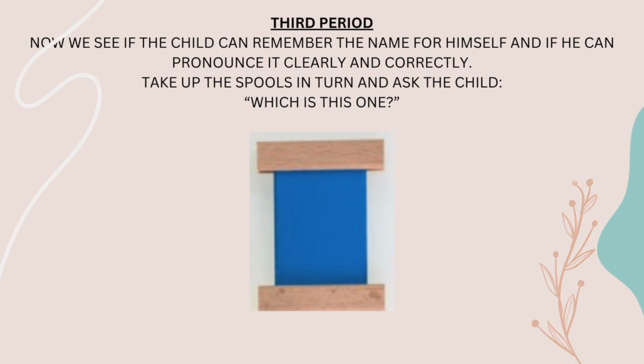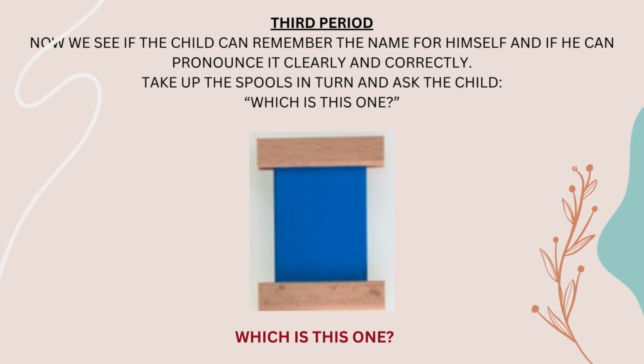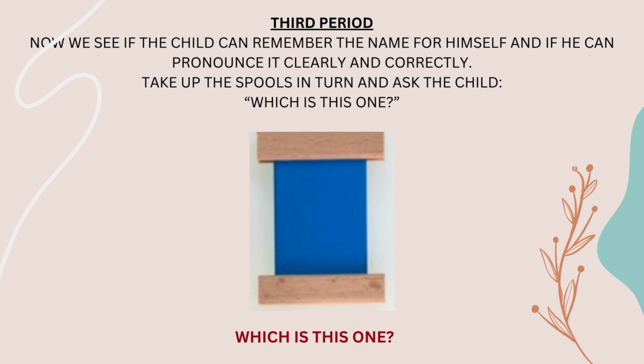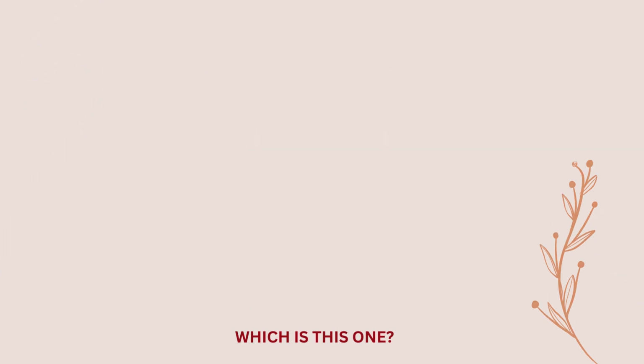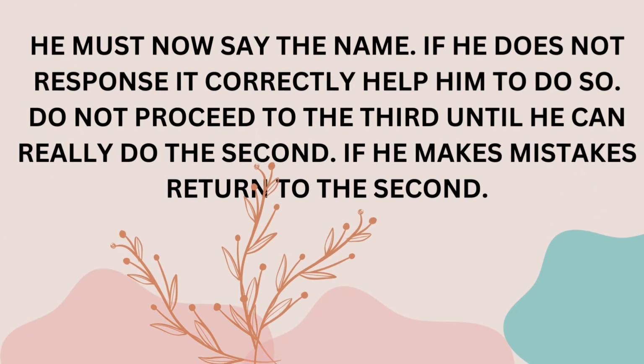Third period. Now we see if the child can remember the name for himself, and if he can pronounce it clearly and correctly. Take up the spools in turn and ask the child, "Which is this one?" He must now say the name. If he does not respond correctly, help him to do so.